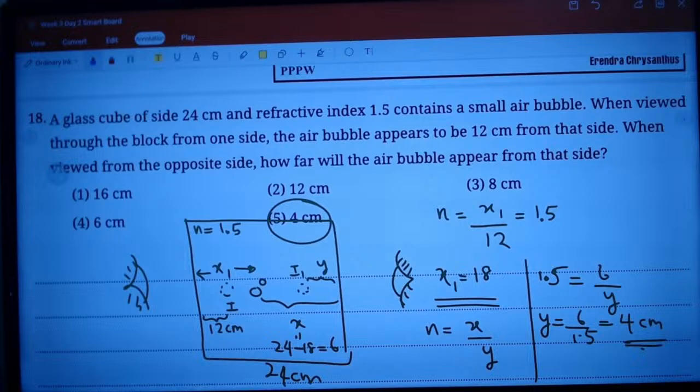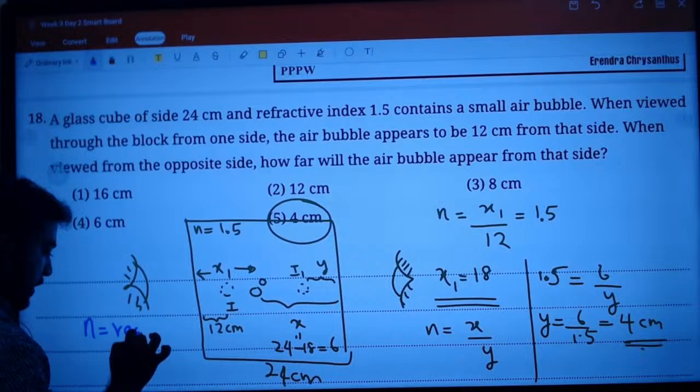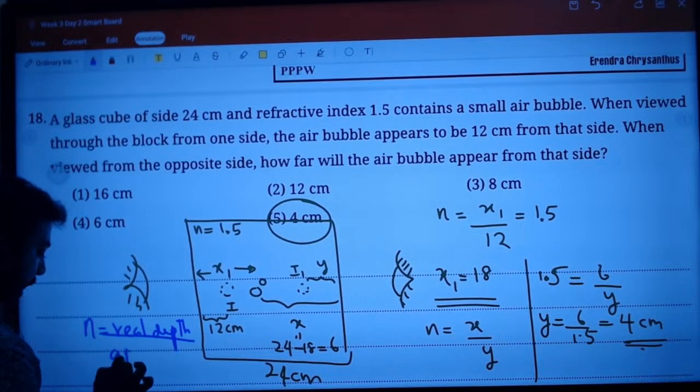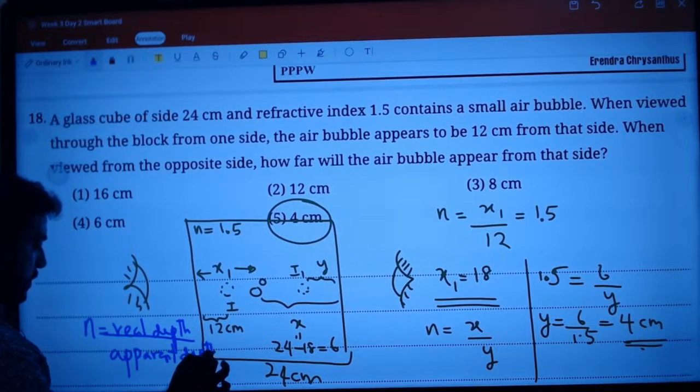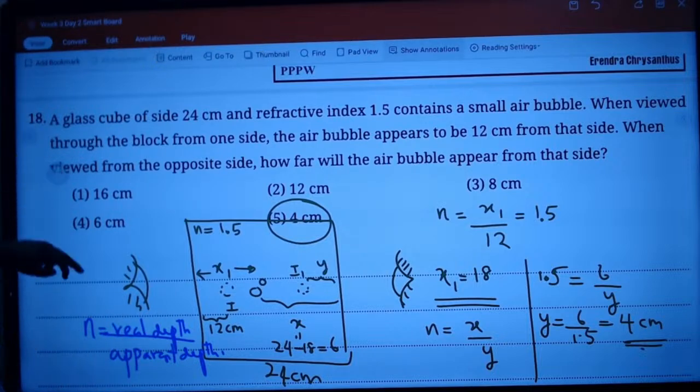Right. So the equation is N equals real depth over apparent depth. So refractive index is real depth divided by apparent depth. Right.